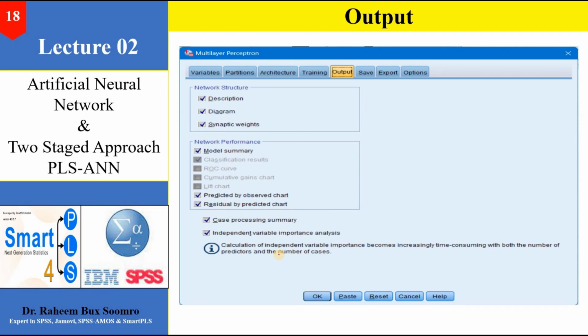This is the output. Output means the results which you require. So now we require description, diagram, synaptic weights, and the model summary is very important. And if we require charts, then the predicted by observed chart and residual chart, you can also put the check over there. Case process summary is important, and independent variable importance. So these four results are important. The rest of the results are optional. If you want to have them, then okay. Otherwise, that's not a problem.